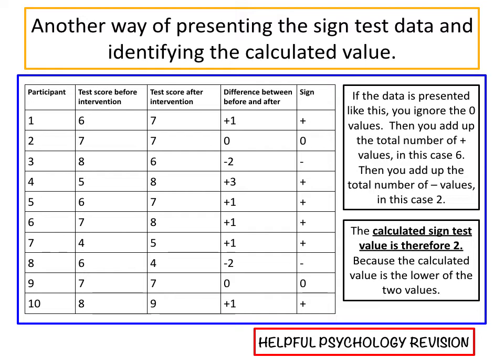So in this case, the sign test calculated value is 2, because there are 2 negative signs in this data set, and 6 positive signs. Because 2 is smaller than 6, this becomes our sign test calculated value.